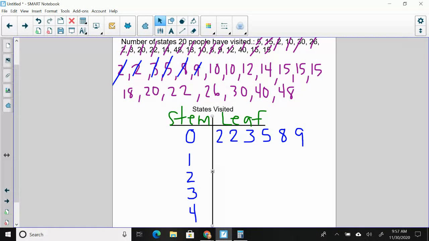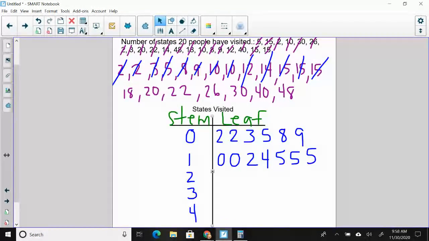All right. Now we're getting into our double digits, or our 2-digit numbers. So all of our numbers in our range from 10 to 19 are going to have the stem of 1. So we have 2 10s. So I'm going to need a 0 and a 0. And a 2 for my 12. A 4 for my 14. I have 3 5s for my 15s. Okay. And then I have an 18. Okay. You with me so far?